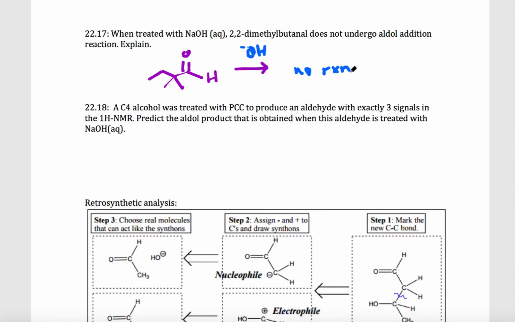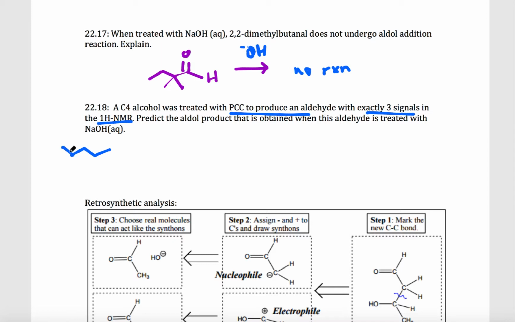C4 alcohols treated with PCC to make an aldehyde. And that aldehyde has 3 signals in the proton NMR. So what is the aldol product? And so we'll need to know what the aldehyde and then what the alcohol was. So we have a C4 alcohol, and there's several options here. I recommend you look at all the different 4-carbon alcohols you could have, see which ones get oxidized to make aldehydes, and then of those evaluate how many NMR signals you would get.